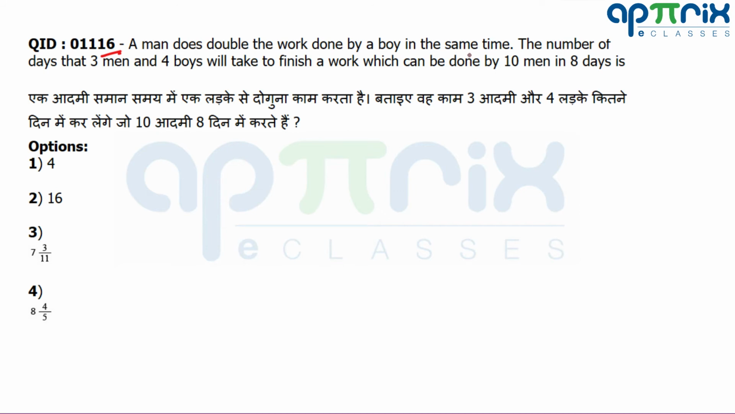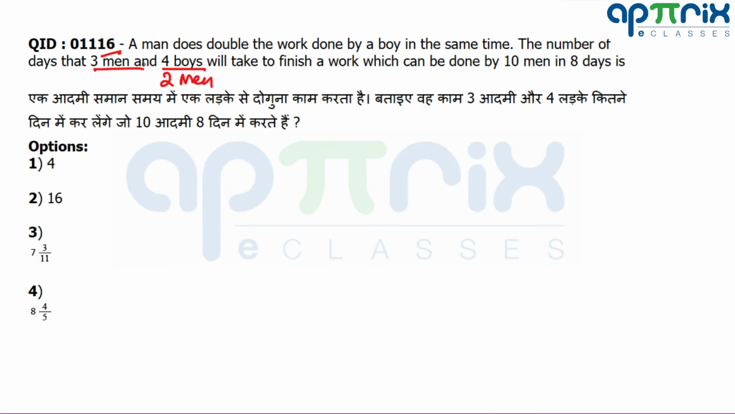Question number 16 says, a man does double the work done by a boy in the same time. Efficiency of a man is double that of a boy. That's what is given, so you can simply solve the question then, whatever they ask. The number of days 3 men and 4 boys require. Now these 4 boys look to me like 2 men. You know, the efficiency of a man is double that of a boy. So if I have 4 boys, I can replace them with 2 men. There won't be any impact on the work.